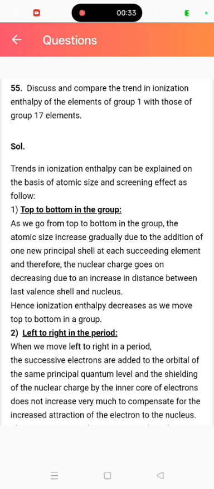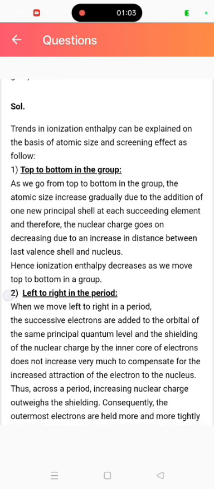See, down the group, as we go from top to the bottom of the group, the atomic size increases due to the addition of one new principal shell at each succeeding element, and therefore the nuclear charge goes on decreasing due to an increase in the distance between the last valence shell and nucleus. So ionization enthalpy decreases as we move from top to bottom.